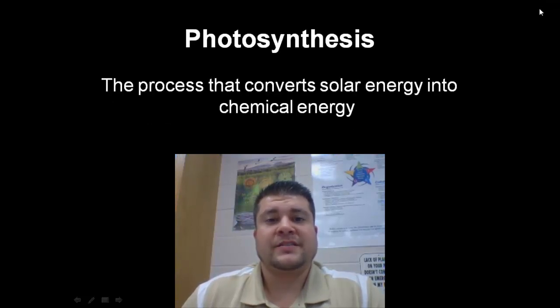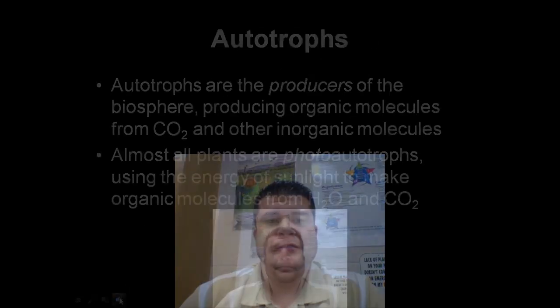Photosynthesis is the process that converts solar energy into chemical energy. If we look at the word photo, think of photography, you need to take it with light. And synthesis means to combine, or make. So we're converting solar energy into chemical energy, and that's the synthesis.